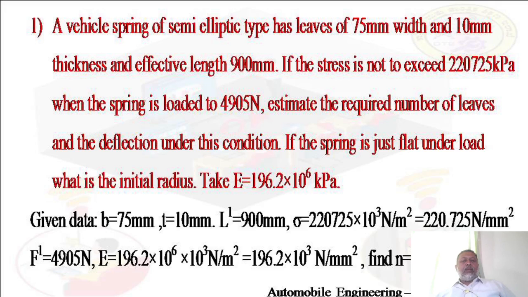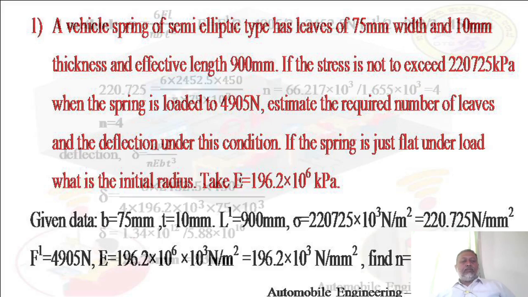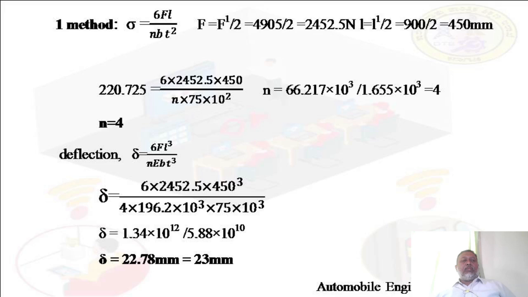So here we have to calculate what is the number of leaves and deflection under this condition. So from the first method, sigma is 6FL by NBT square. F means total load by 2, that is 2452.5 Newton, and L is the effective length, total length divided by 2 gives 450. When you substitute the values, you will have the number of leaves is 4.